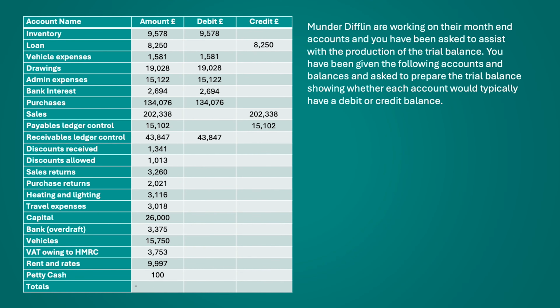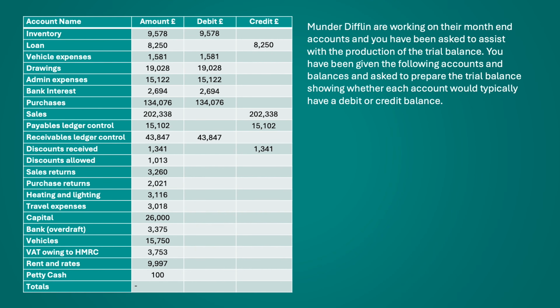Discounts received are classified as income. This is the amount of discount a business has received on its credit purchases for paying within a given time period. The amounts recorded within this account are often referred to as prompt payment discount or early settlement discount. With it being classified as income, it would be a credit.